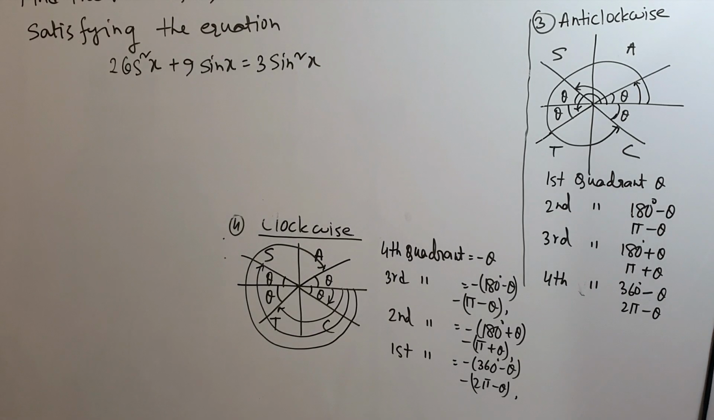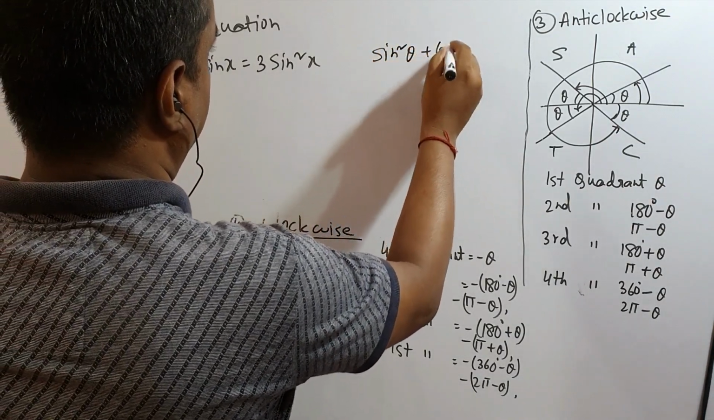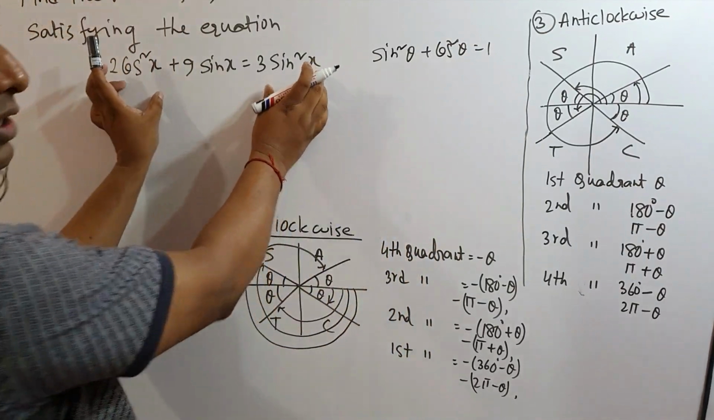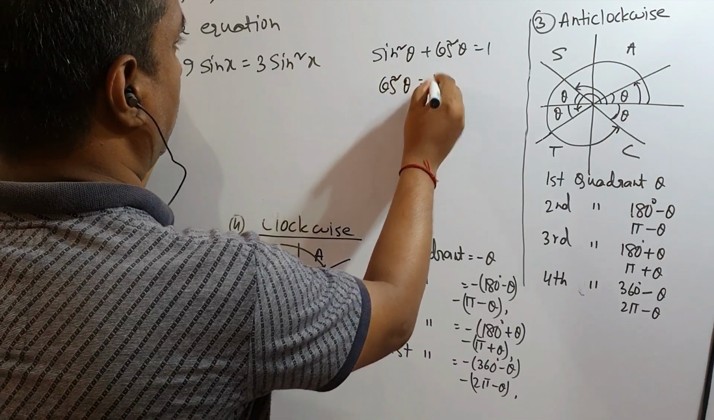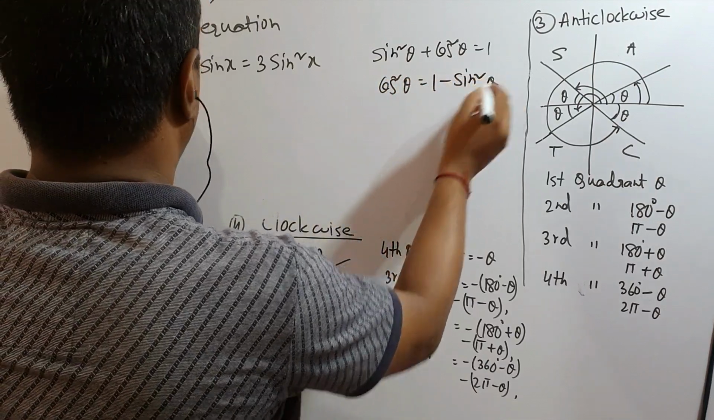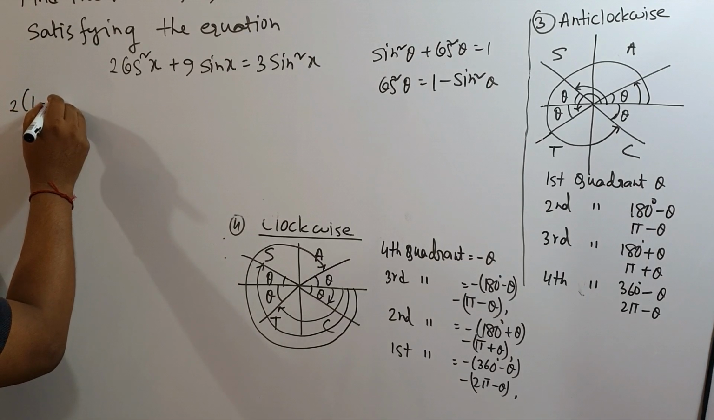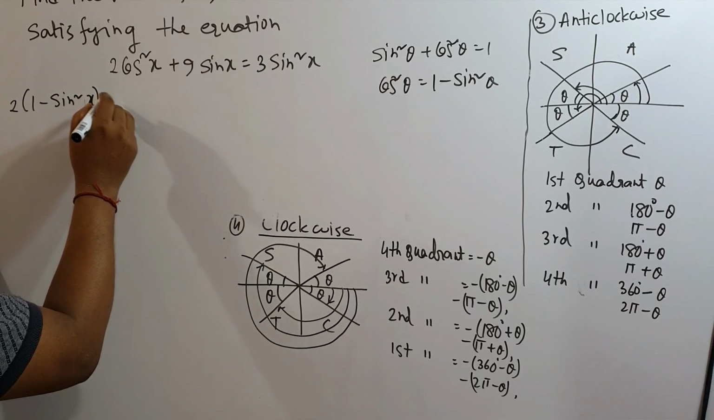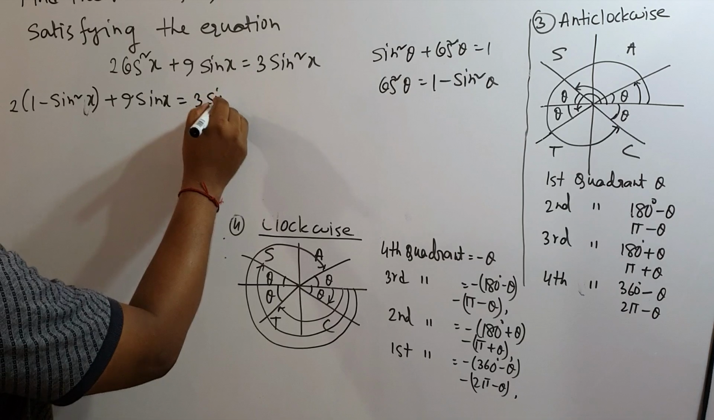First of all, we have learned the Pythagorean identity, sin square theta plus cos square theta equals 1. You can apply this formula by changing either term. Let's see, cos square theta equals 1 minus sin square theta. So let me replace it here. This is a bit tough if you don't have sound knowledge of trigonometry. Then plus 9 sin x equals 3 sin square x.